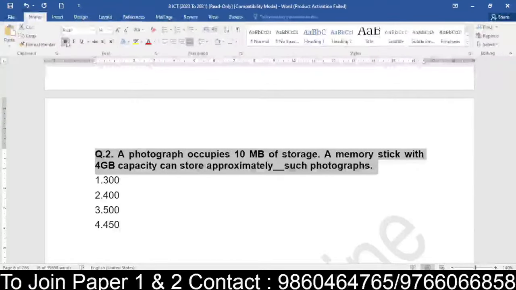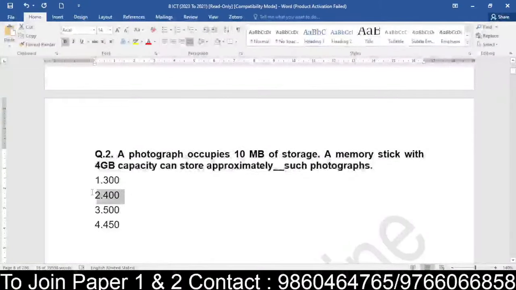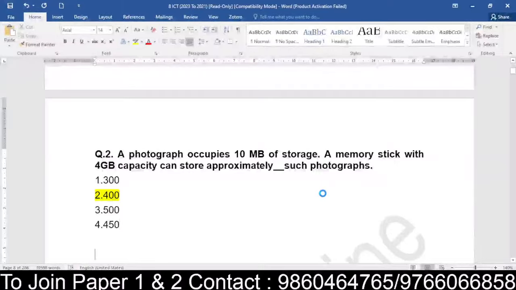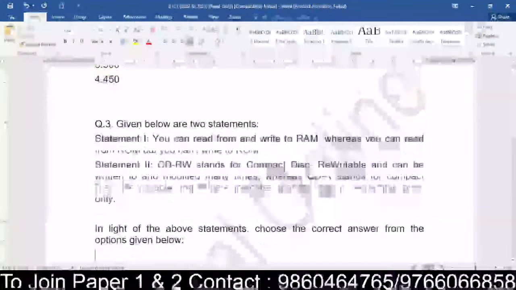Okay, I'm just trying to make sure that I can fix it. Side by side, let's go to the question. The total photographs that will fit will be 400 in number. So 400 photographs is what a memory stick with 4 GB capacity can store approximately. Now let's move to the next question.